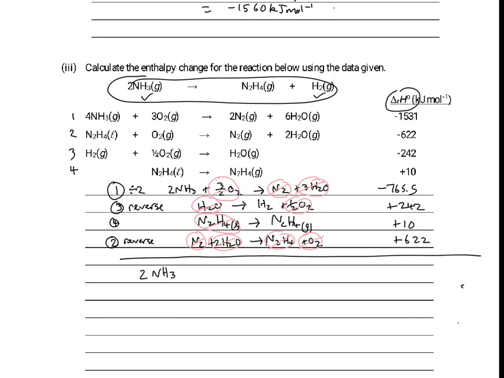Now what we're left with is, on the left-hand side, we've got 2 ammonias. On the right-hand side, we've got an H2 plus an N2H4 gas. And you can see this is exactly the same as what our target equation is. So what we do now is we just add together all of the enthalpies. And if you do that, the enthalpy change is 108.5 or 109 kilojoules per mole minus 1.